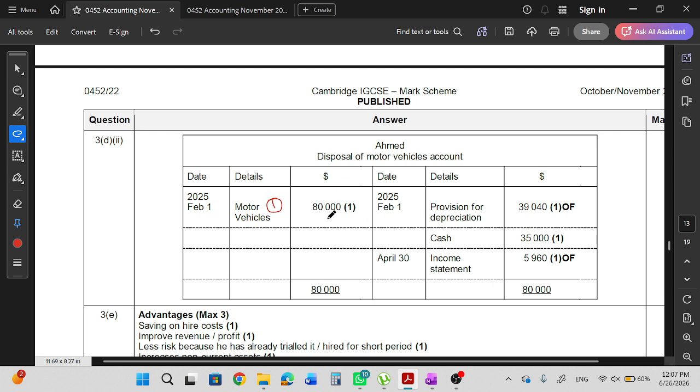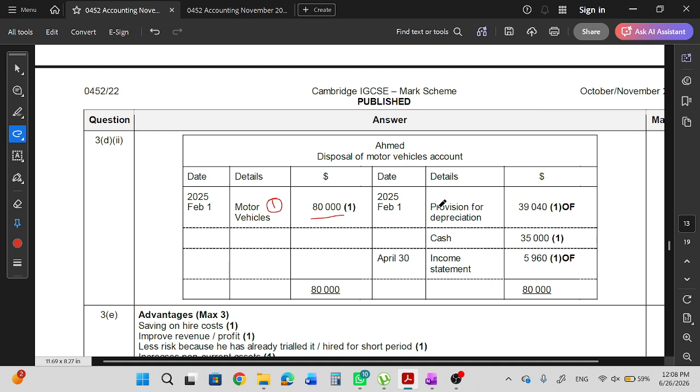At what amount? At what value? Cost. The asset we are going to sell now is of 80,000. We are taking it from the assets account and bringing it to the disposal account. Now our asset lies in the disposal account. It's not anymore in the asset account.